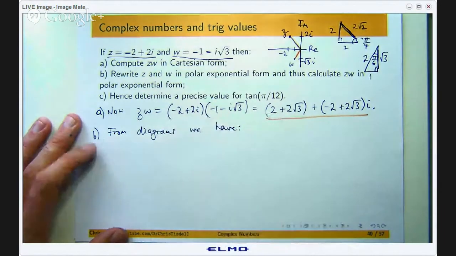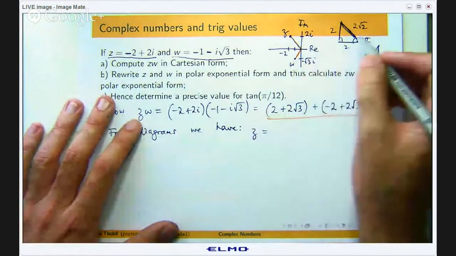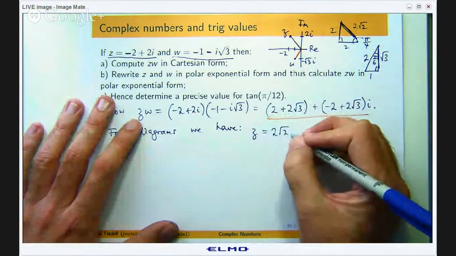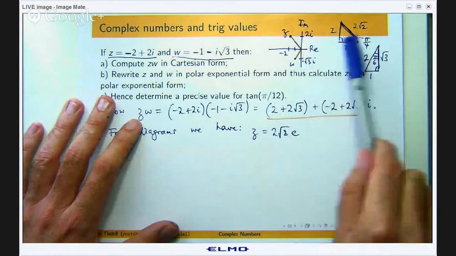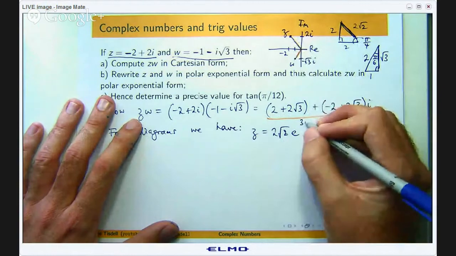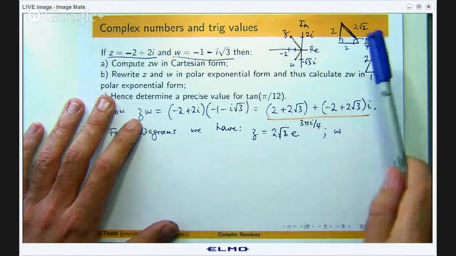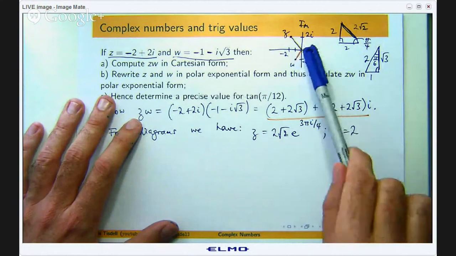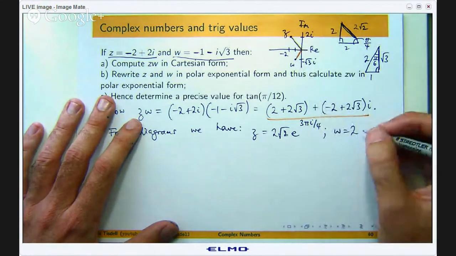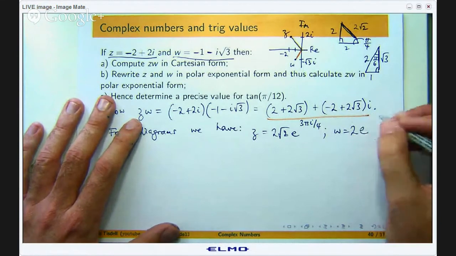we have a polar exponential form of z. Z is just this length, 2 root 2 times e to the i theta, where theta is the angle to the positive real axis. Well, if that's pi on 4, that will be 3 pi on 4. And similarly with w, w is 2 units from the origin and going this way, pi on 2 plus pi on 6, that'll be negative 2 pi on 3 because we're rotating in a clockwise direction.